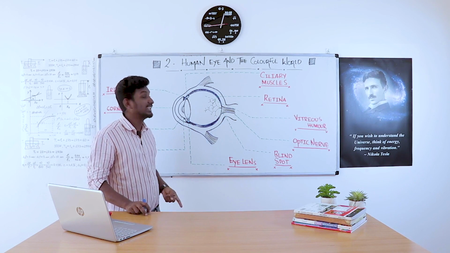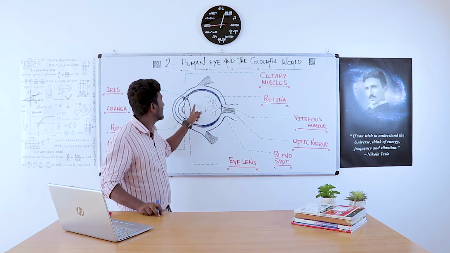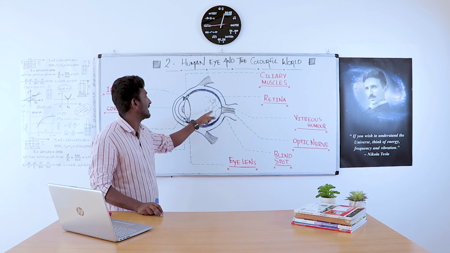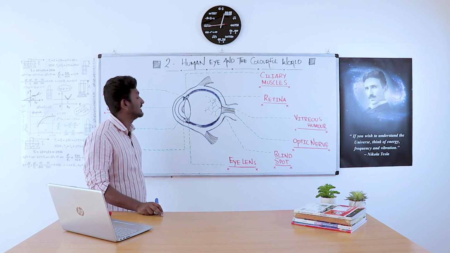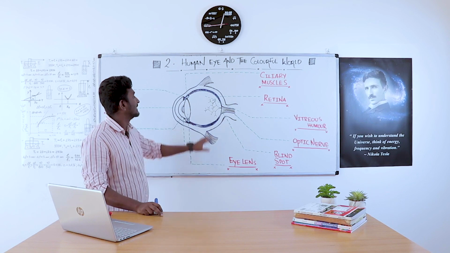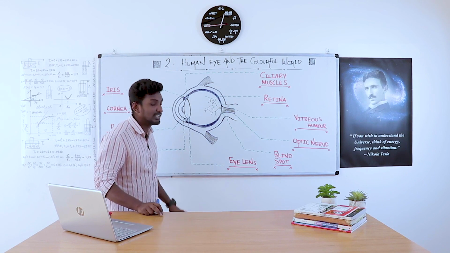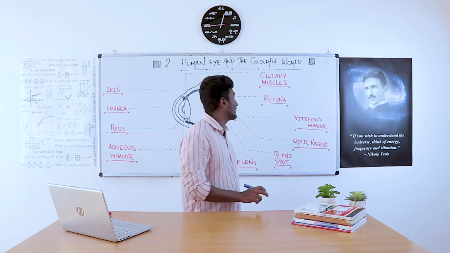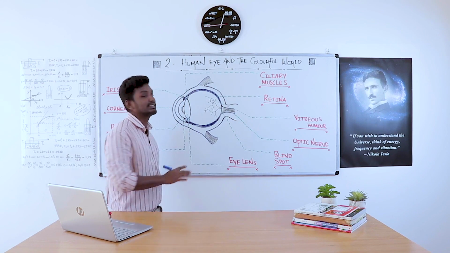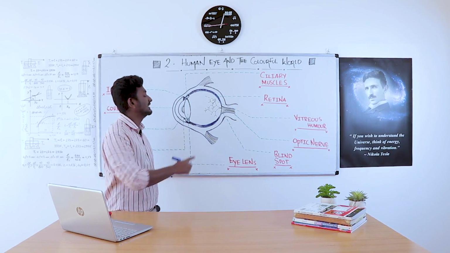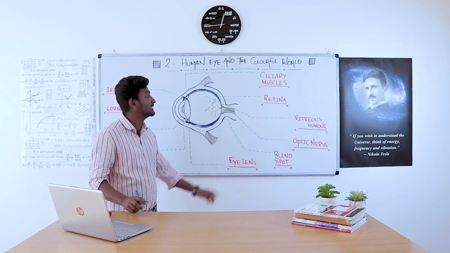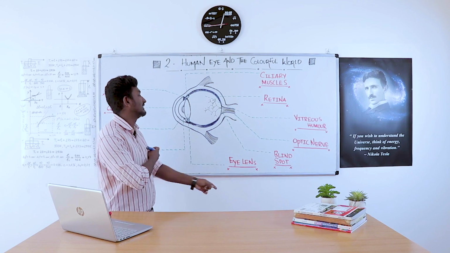Next is vitreous humor. There is a large space between the eye lens and the retina. This space is filled by a fluid called vitreous humor. So vitreous humor is a fluid which fills the space between the eye lens and the retina.